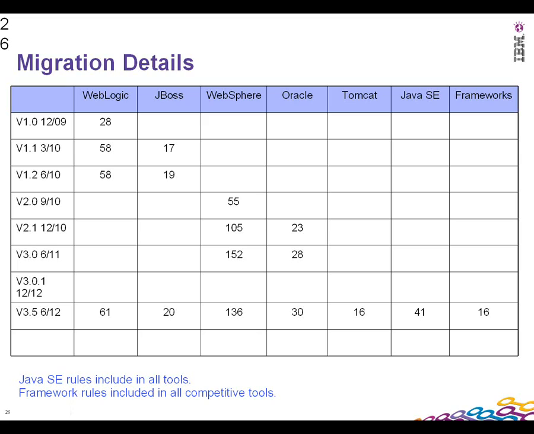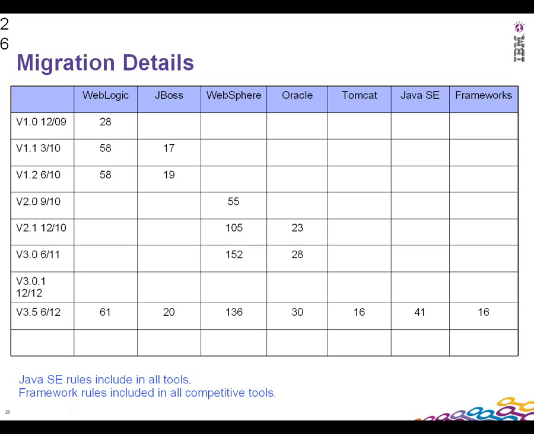So I'm listing the versions of the migration toolkit, which you see on the left-hand side, and the different categories of the rules, the rules category which we mentioned, right? So we started WebLogic support almost 3 years ago, and with version 1.0, which was released in December '09, there are 28 WebLogic rules. And next we started supporting JBoss, and you can see the rules keep increasing. With the latest release, that is 3.5, which was released on 6/12, we have 61 rules for WebLogic.